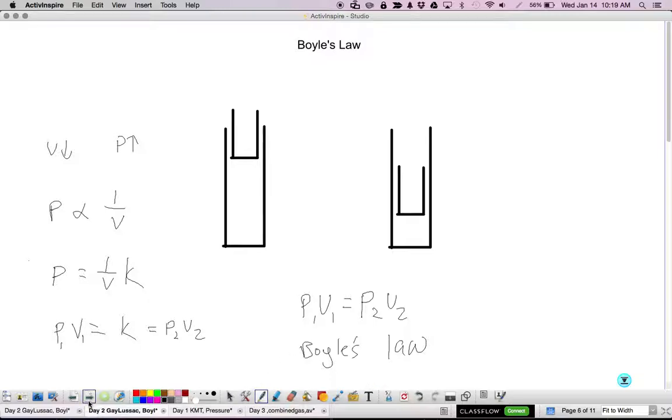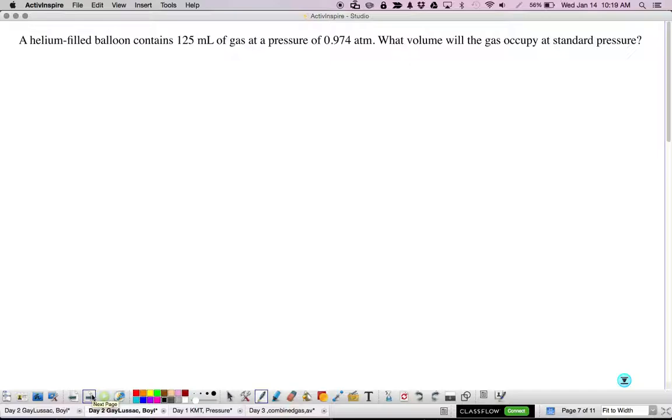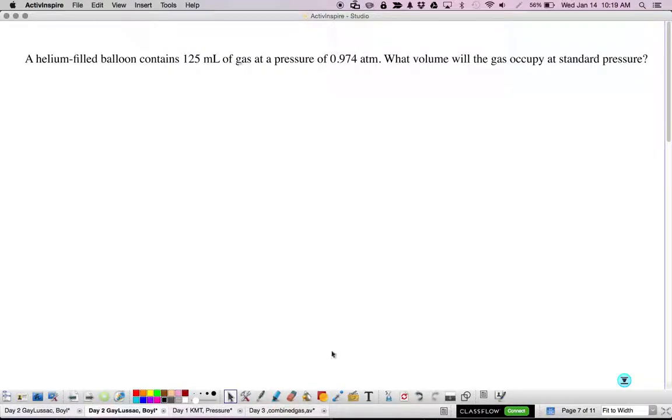All right, so let's take a look at what a sample problem with Boyle's Law would look like. I'm just going to move this down a little bit so I can mark up and draw. I'm going to highlight as I go through. A helium-filled balloon contains 125 milliliters of gas at a pressure of 0.974 atmospheres. What volume will the gas occupy at standard pressure?